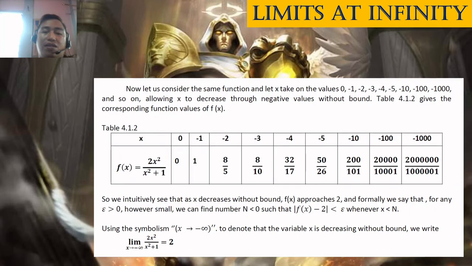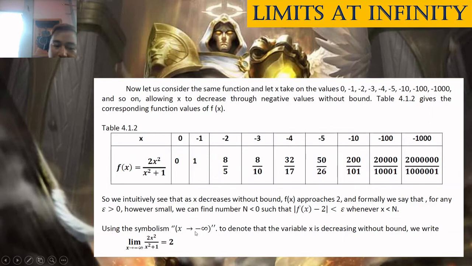Now let us consider the same function, class, but this time we use negative values. It is obvious, class, that the values still approach 2. So we intuitively see that as x decreases without bound, f of x approaches 2. We say that for any epsilon greater than 0, however small, we can find an n less than 0 such that the absolute value of f of x minus 2 is less than epsilon whenever x is less than n.